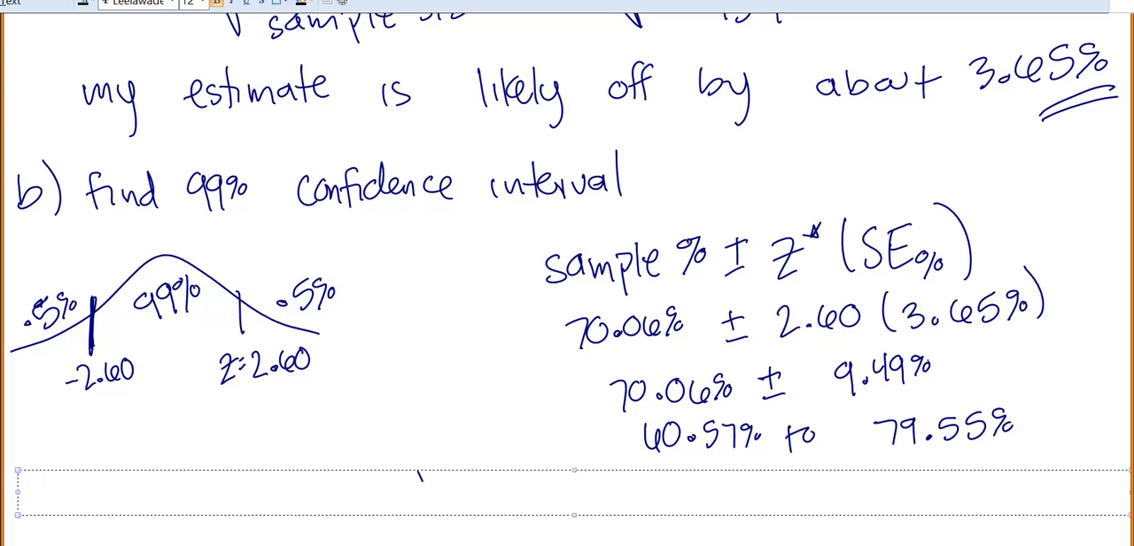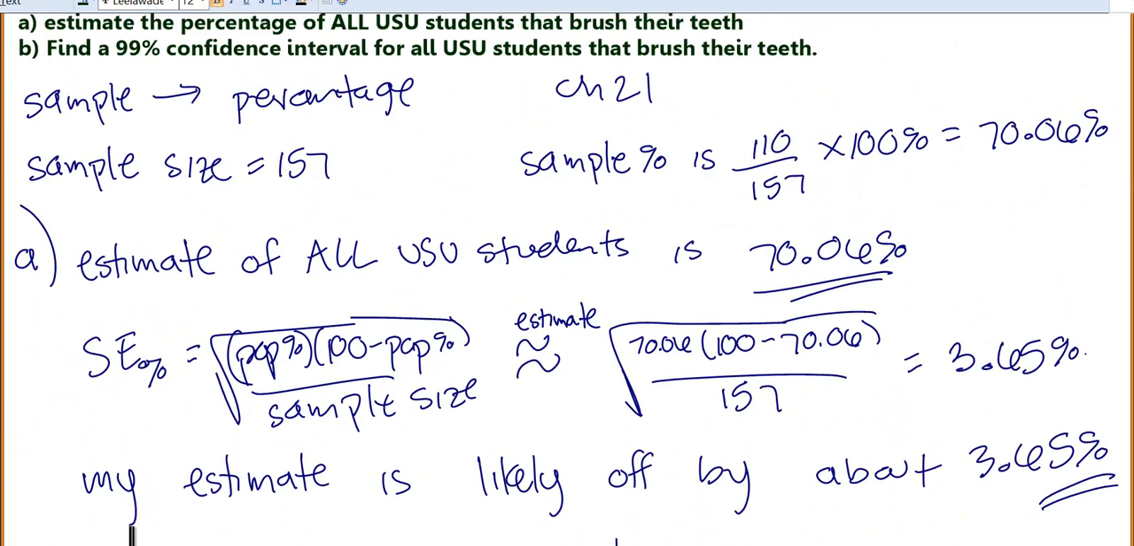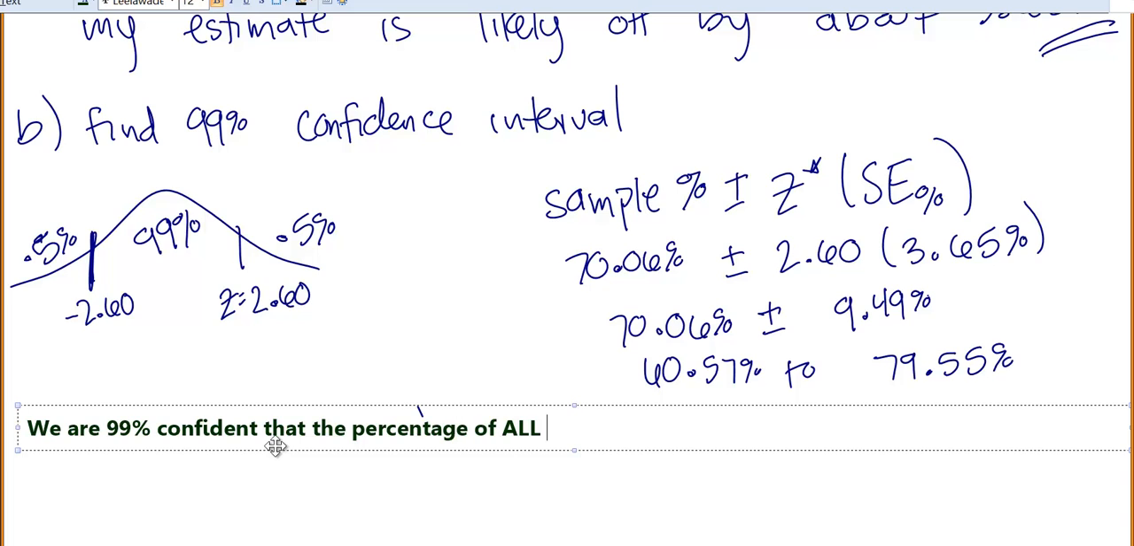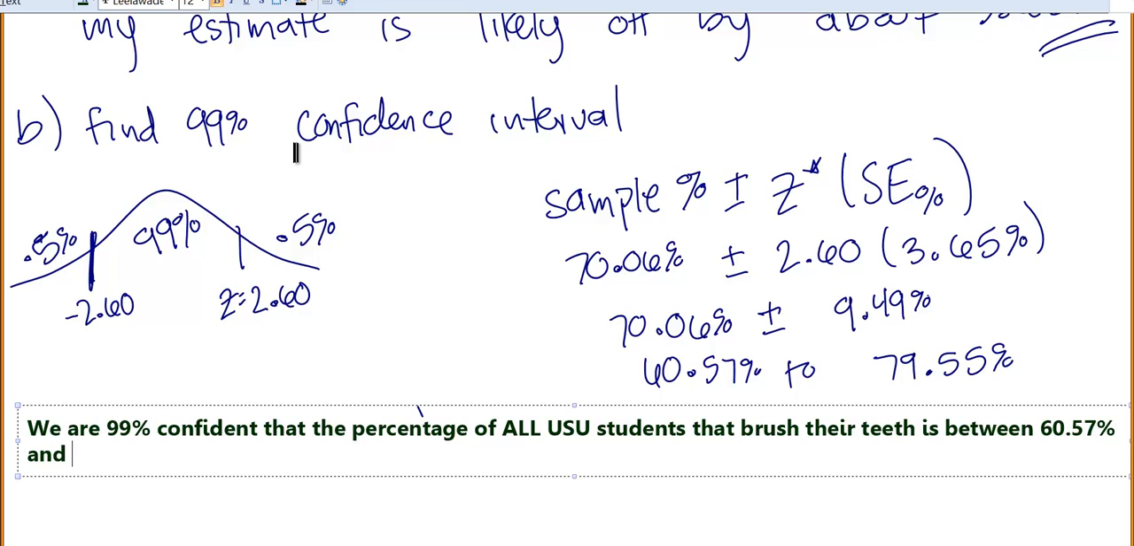And the most important part is, can you interpret this correctly? So we are 99% confident that the percentage of all USU students that brush their teeth is between 60.57% and 79.55%. And I certainly hope that it is something much higher than this one I made up.